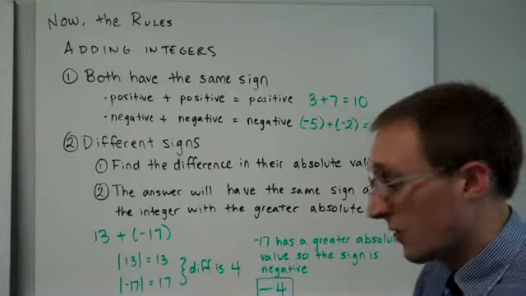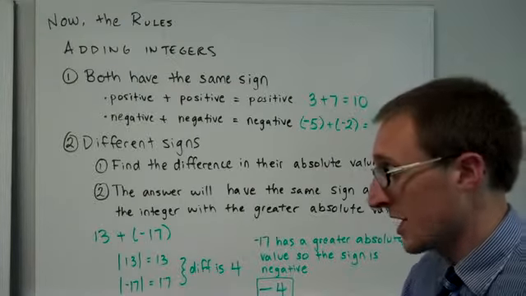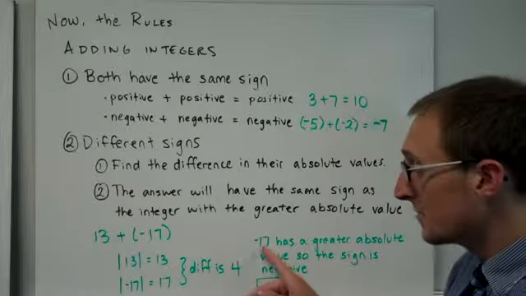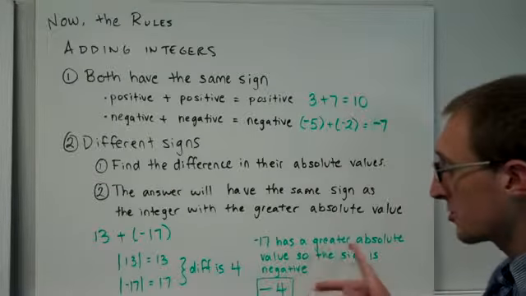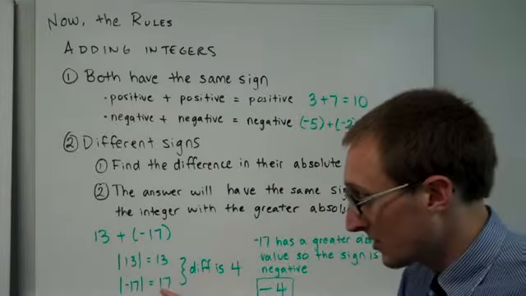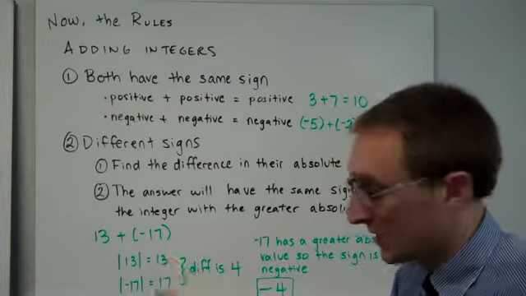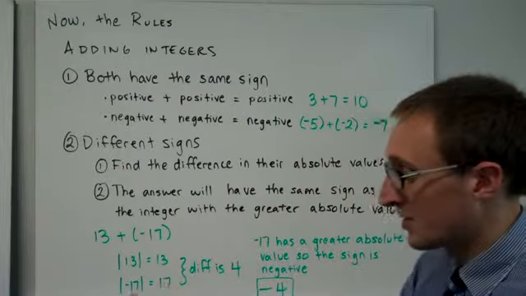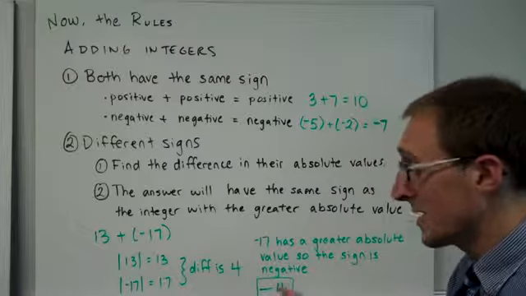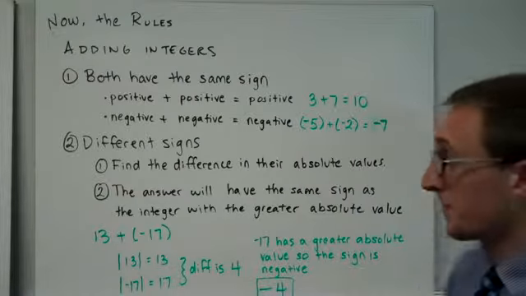That's 4. Now our answer has to have the same sign as the absolute value that was larger. So negative 17 had a larger absolute value, so the sign is negative. Notice how 17 is larger than 13. So our sign matches that integer that had the larger absolute value. So it has to be negative 4 as our answer.